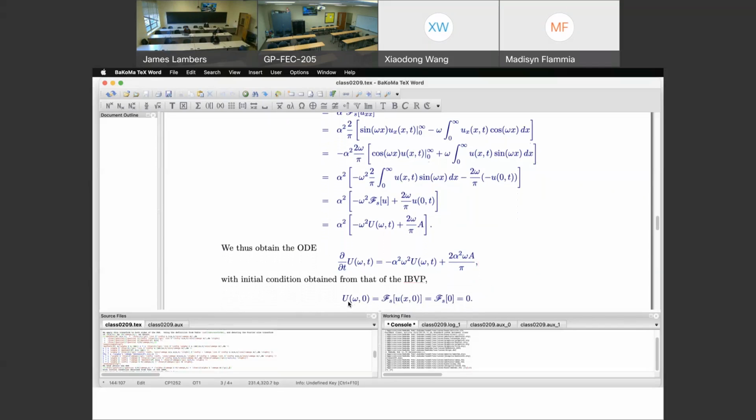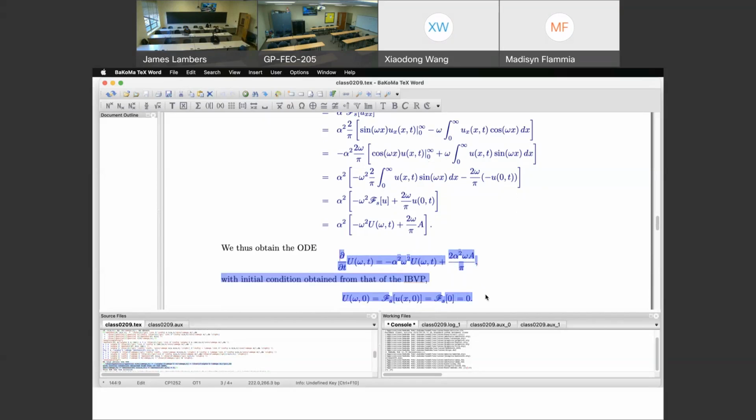The initial condition comes from taking a Fourier sine transform of the initial condition that we have, and that initial data was a 0, so we're just getting a 0. So this gives us the initial conditions for these ODEs. Any questions about how we got to this point before we solve this problem?